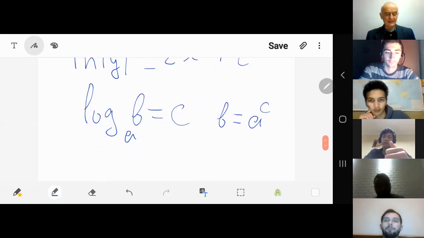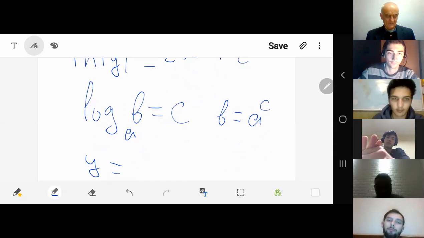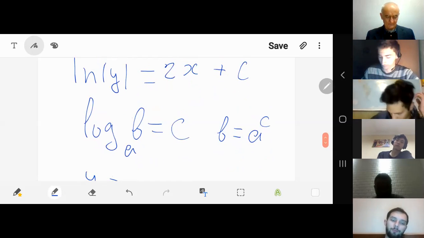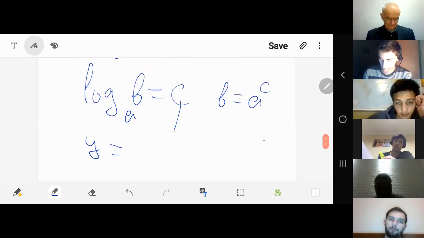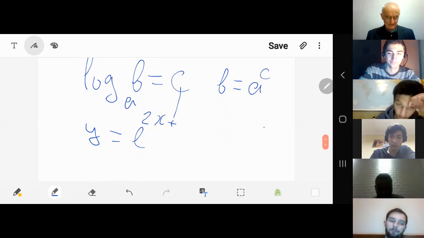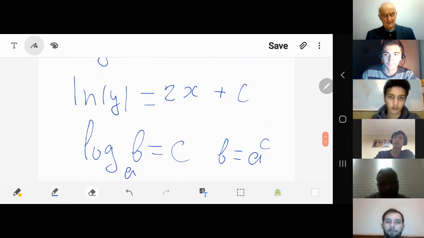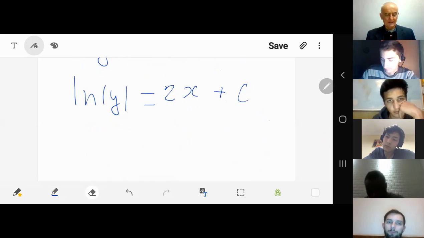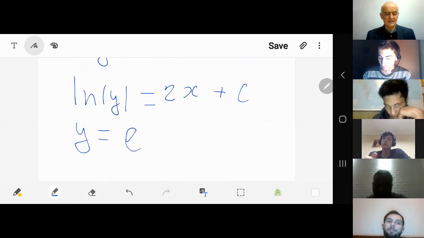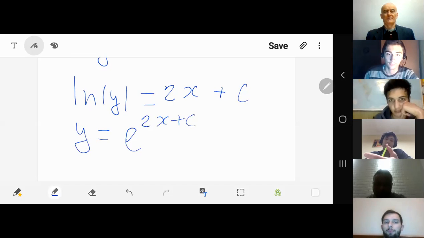In the same way, I can write down here y equals e to power 2x plus c. So from here, look, I can erase this formula, and from here, y equals e. And what is this e? This e is the base of ln, e to power 2x plus c. Is it clear?